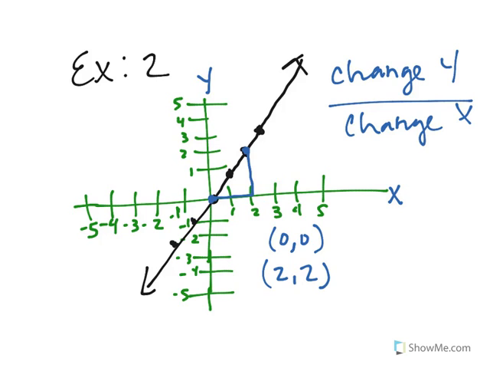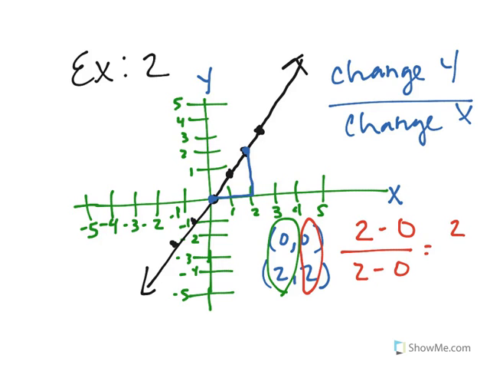So now change of y over change of x. I'm going to look at my y values. These are my y values. I'm going to take my larger minus my smaller. So I'm going to say 2 minus 0 all over 2 minus 0, because these are my y values and then these are my x values. Now I'm just going to subtract. 2 minus 0 is 2. 2 minus 0 is 2. 2 divided by 2 equals 1. So my rate of change is 1.